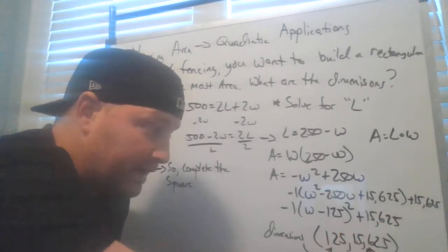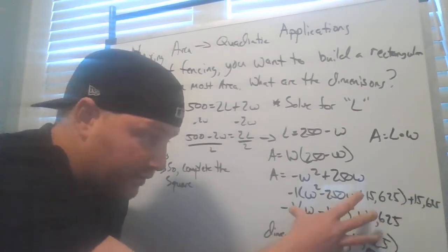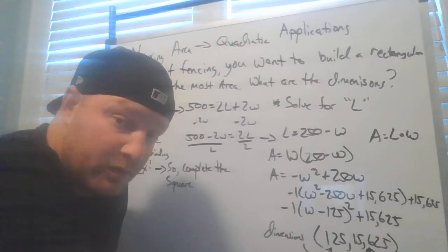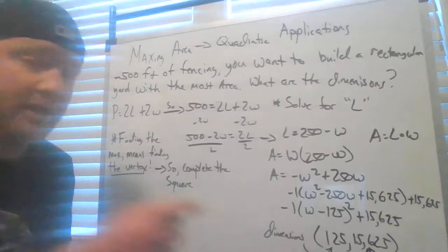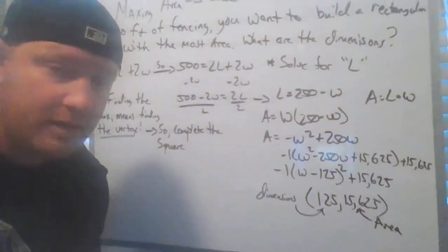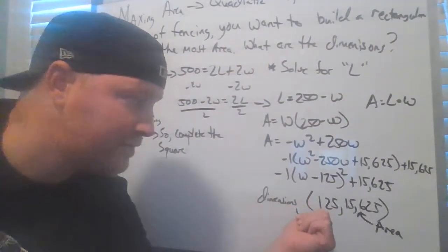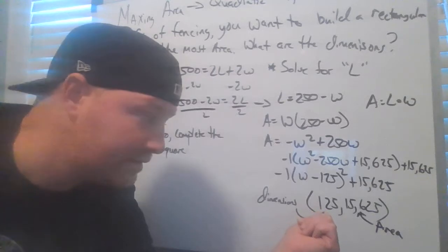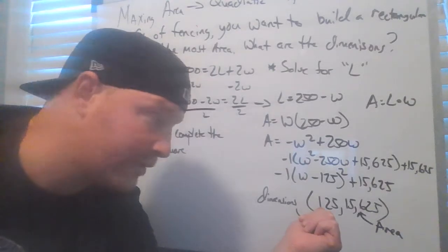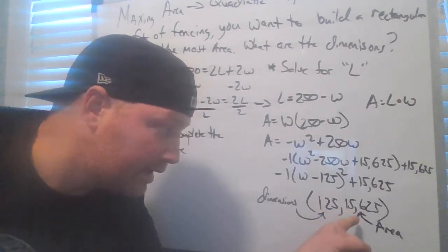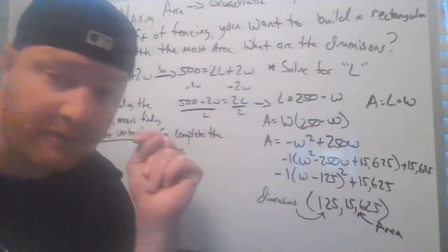So this number relates to the total area. So the vertex form answers two questions in one. Tells me my dimensions, 125 by 125. I'm just got to put this out a little bit. 125 by 125, so this happens to be a square, which makes sense. Squares always produce the maximum area. And the area is 15,625.